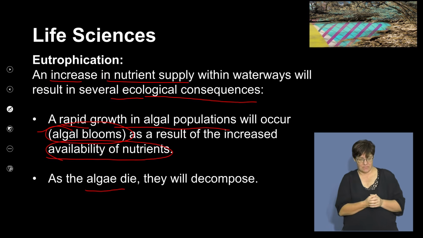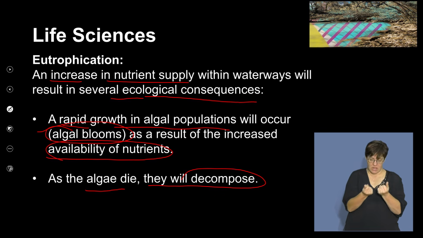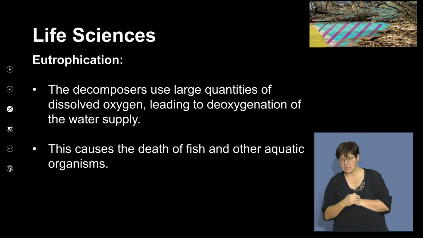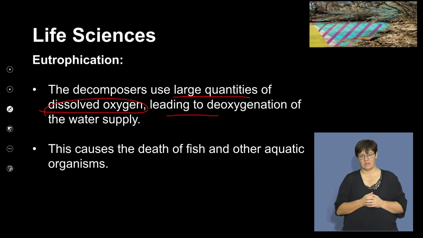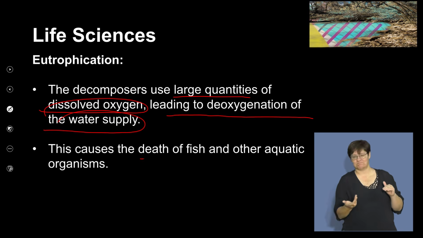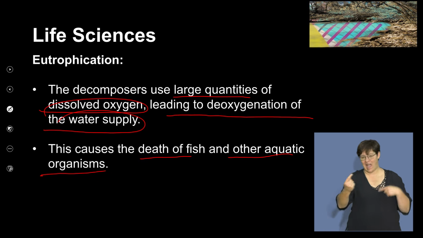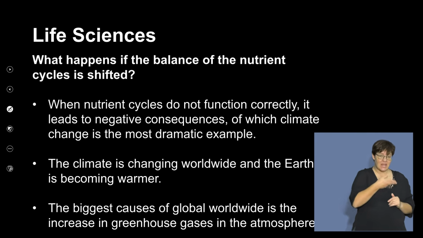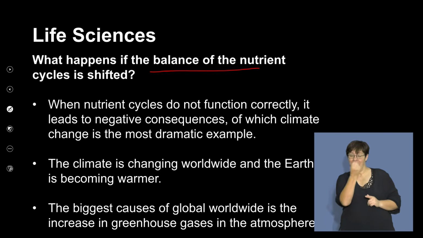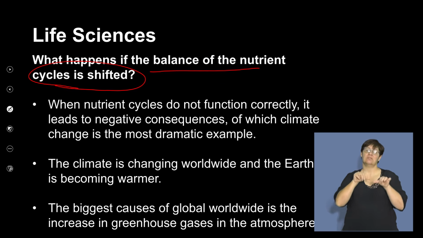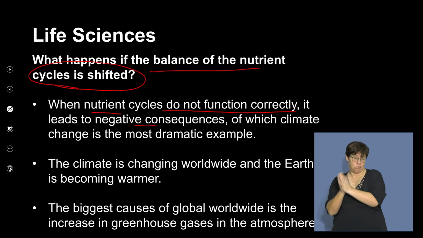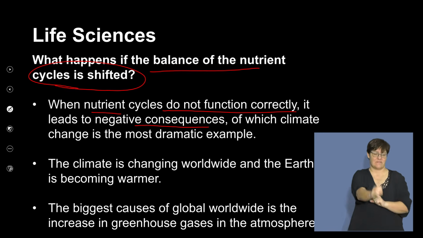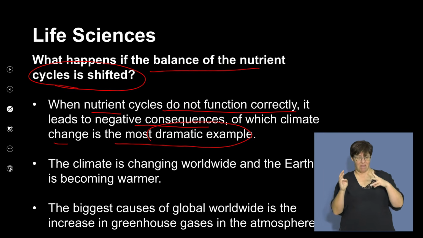As the algae die, they will decompose, and this decomposition uses up larger quantities of dissolved oxygen, which then leads to deoxygenation of the water supply. This in turn causes the death of fish and other aquatic organisms. It's important that we understand that this balance in nature needs to be maintained. When the nutrient cycles do not function correctly, it leads to negative consequences, which in turn can affect the climate and many organisms drastically.